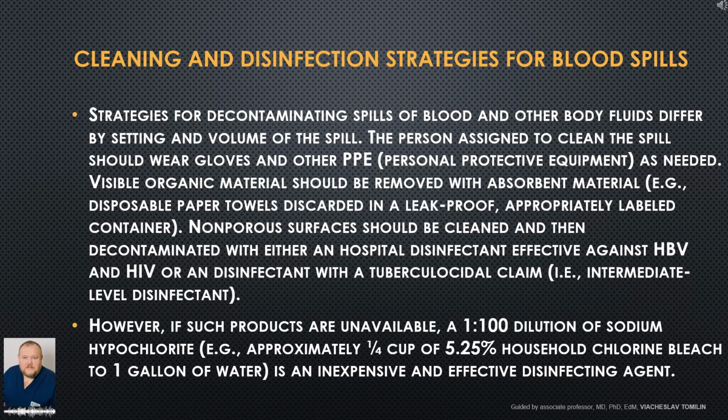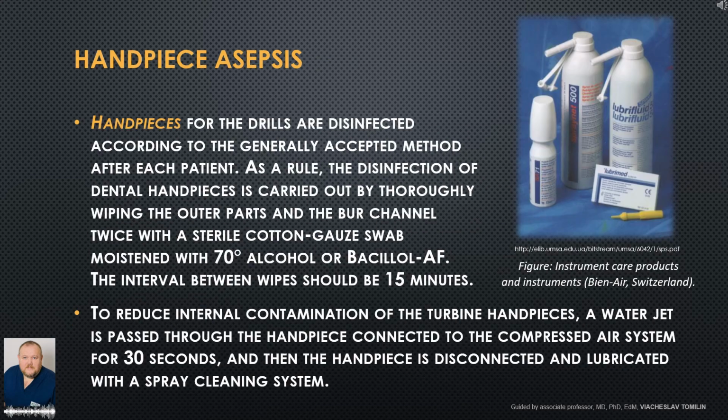Non-porous surfaces should be cleaned and then decontaminated with either a hospital disinfectant effective against HBV and HIV or a disinfectant with a tuberculocidal claim, that is, an intermediate-level disinfectant. However, if such products are unavailable, a 1:100 dilution of sodium hypochlorite, for example, approximately 1/4 cup of 5.25% household chlorine bleach to 1 gallon of water, is an inexpensive and effective disinfecting agent.